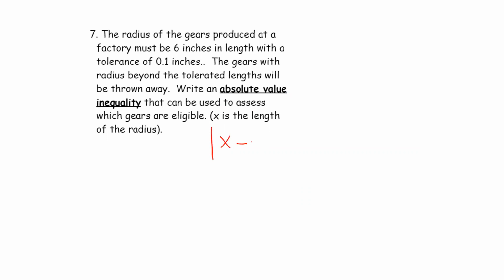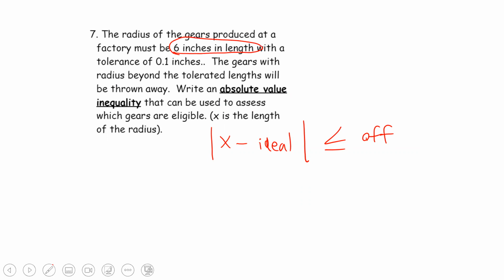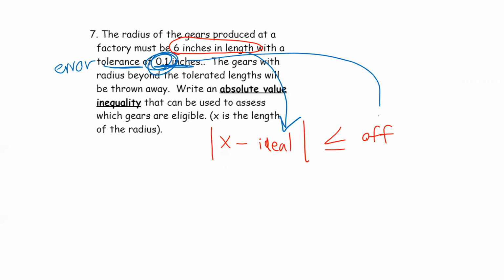Absolute value of x minus your ideal is less than or equal to how much it can be off by. Just think about it like the middle number. That's going to be your ideal. And in this case, the radius of the gears must be 6 inches in length. That's what we're aiming for. So we're going to plug in 6 inches there. And then how much it can be off by, that's like tolerance or margin of error. Another word you might see is error. And that's going to go over there.